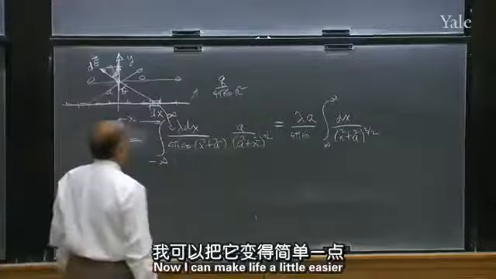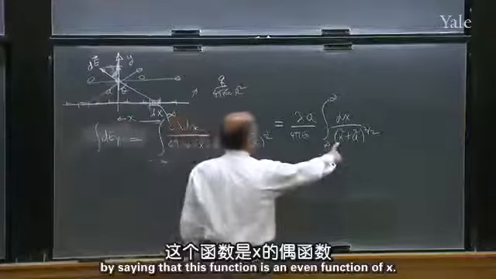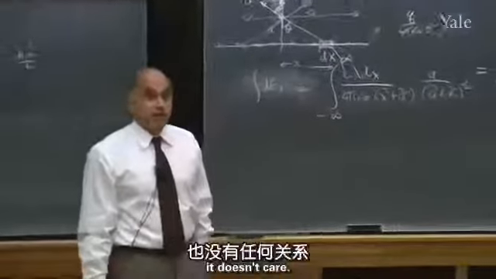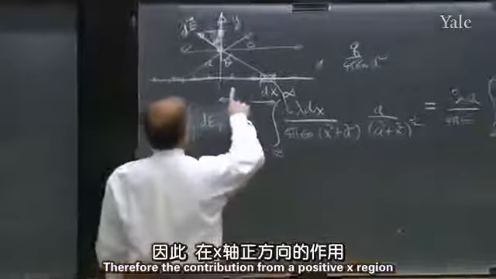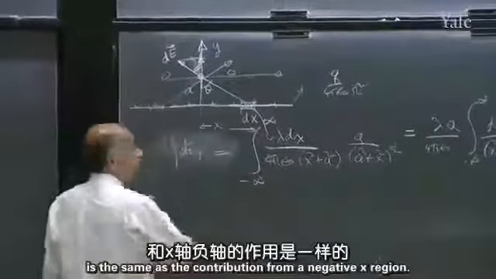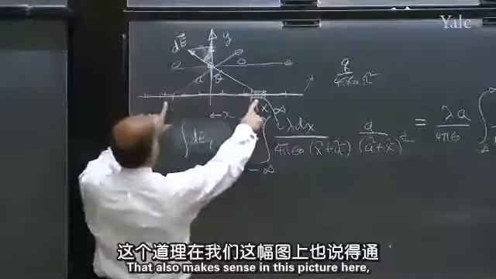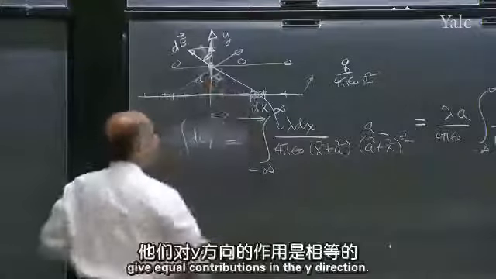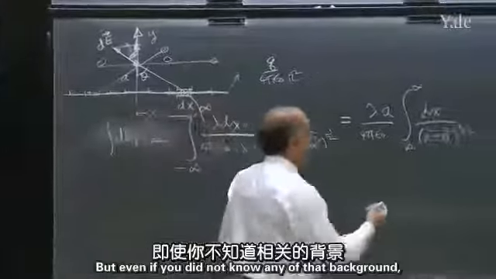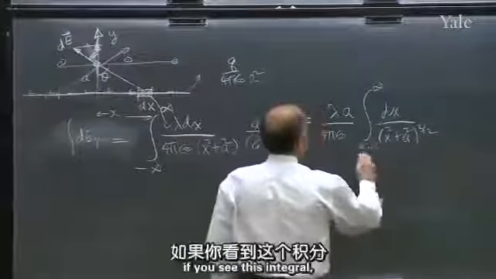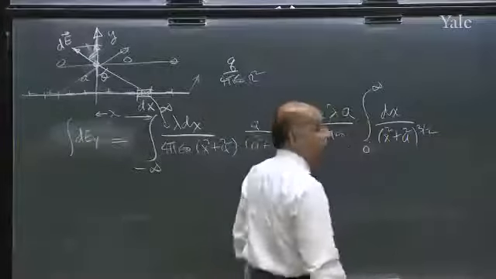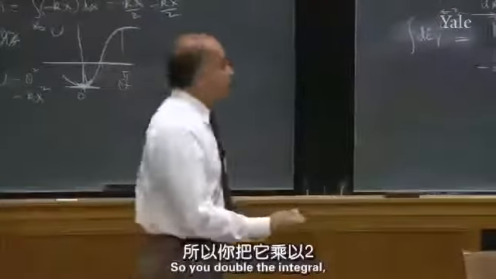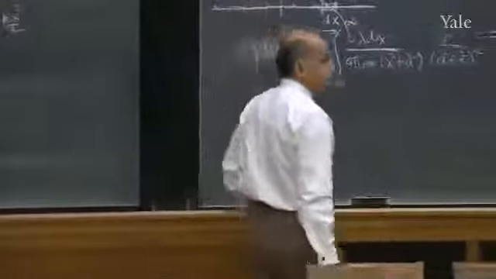Now, I can make life a little easier by saying that this function is an even function of x. That means when you change x to minus x, it doesn't care. Therefore, the contribution from a positive x region is the same as the contribution from a negative x region. That also makes sense in this picture here, because if you look at the field I'm computing, this section and this section give equal contributions in the y direction. But even if you did not know any of that background, as a mathematician, if you see this integral, you would say, hey, put a 0 there and put a 2 here. Namely, integrate over half the region, because the second half is giving you the same answer. So you double the integral, but cut the region of integration to half.